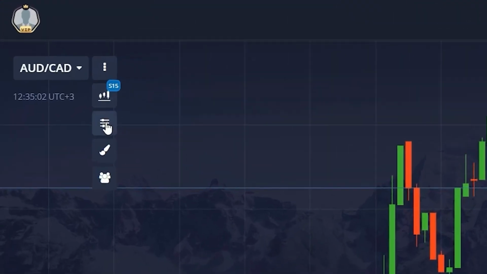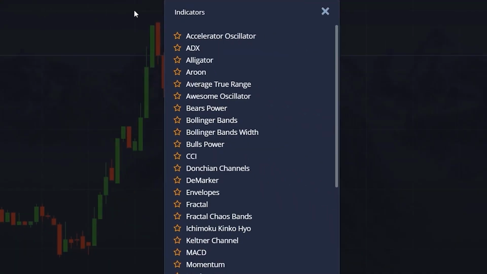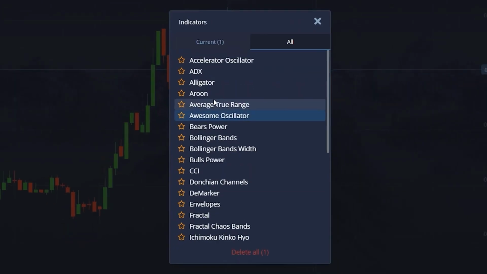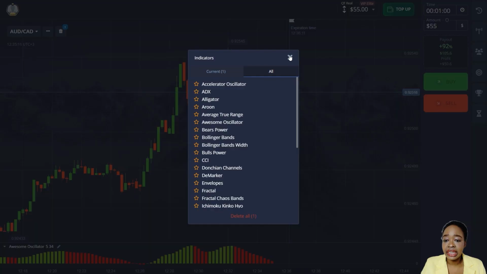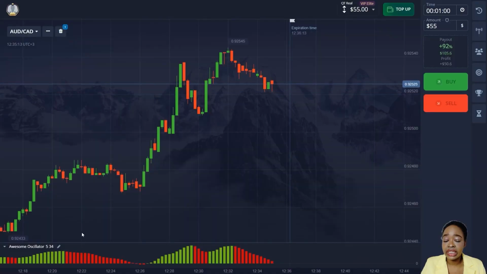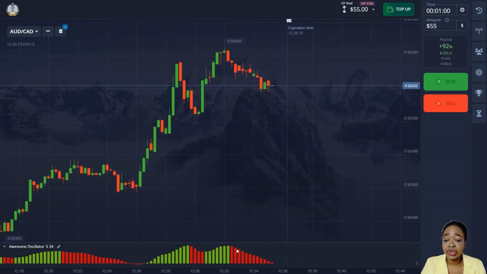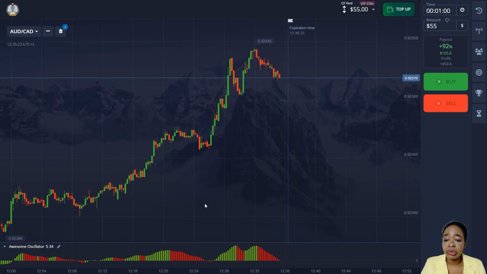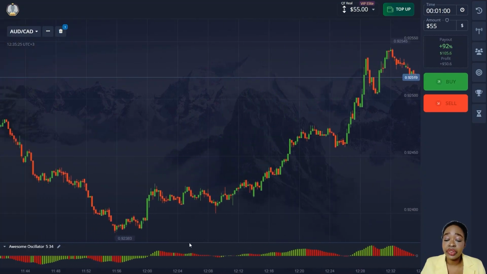So I'm going to first connect the indicator. To do this, I'll click the three dots at the top of the screen and select the tab with the tools. Among the indicators, I'll find the awesome oscillator and add it to my screen. As you can see, this indicator is presented at the bottom of the screen and consists of 0 levels as well as histograms that are located above or below this level.